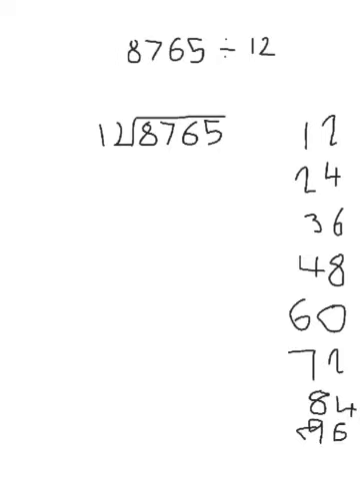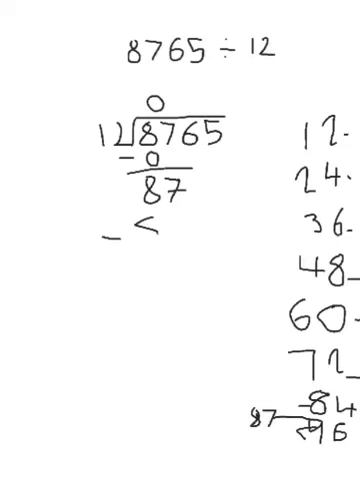Okay, so first off, 12 into 8 goes 0 times. So you do 8 take away 0 is 8. And then you bring down your 7. 12 goes into 87 1, 2, 3, 4, 5, 6, 7 times. So it goes in between there. So you do 87 take away 84.